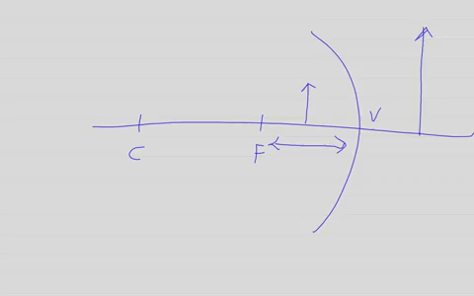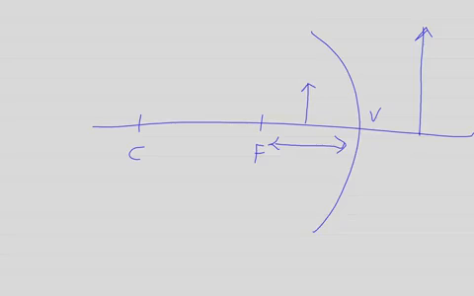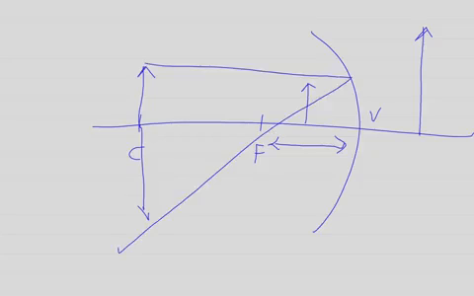Now we come to this. If the object is at F, the image will be formed at infinity. If the object is at C, the image will be formed at C. If the object is at infinity, the image will be formed at F. Now, if the object is at C, the image will be formed here. It's going to be inverted. Something like this. So this is the image.